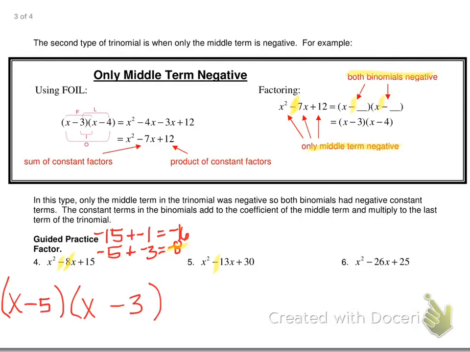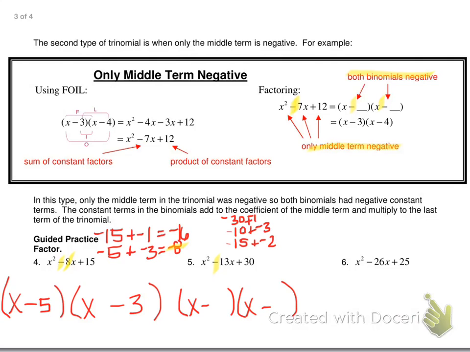All right, example number 5. My middle term is negative, so both of my factors are going to have negative constants, x minus something times x minus something. Now I've got to look at my terms of 30. Well, multiplying together to get 30, negative 30 times negative 1, or negative 10 times negative 3, negative 15 times negative 2.